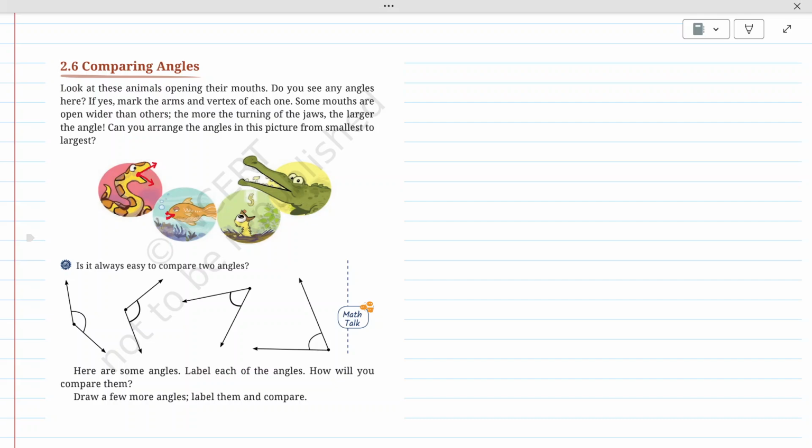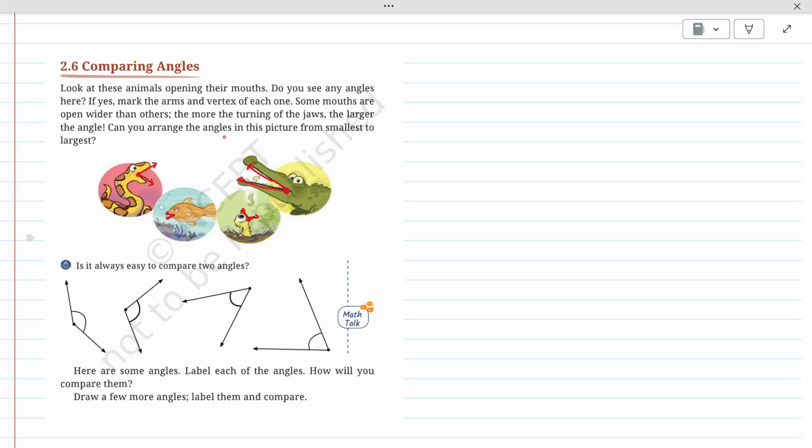Now, for this chick, we have these two as the arms and this one is the vertex where these two arms are meeting each other. And the last one we have is a crocodile. So for the crocodile, this is one arm, this is the second arm, and this is the vertex. They are meeting at this particular point, these two rays. Okay, so now which angle do you think is the smallest here?